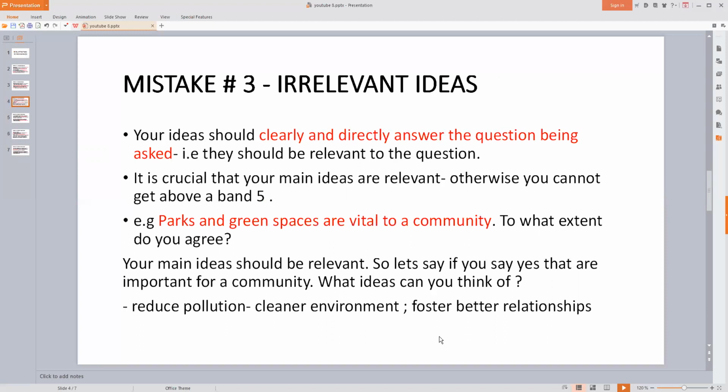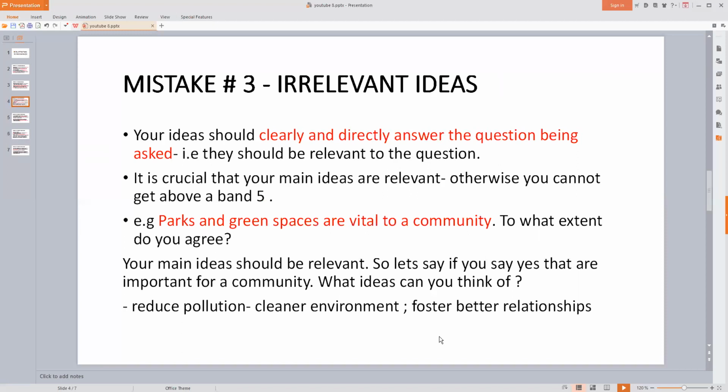Let's say you get a question in the exam. Parks and green spaces are vital to community. To what extent do you agree? Now, it's an agree-disagree question because they're asking if we agree with it or not. Let's say I say yes. They're very important. So the parks and the other green spaces are very important for community.